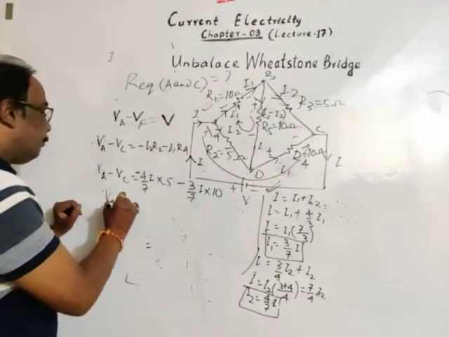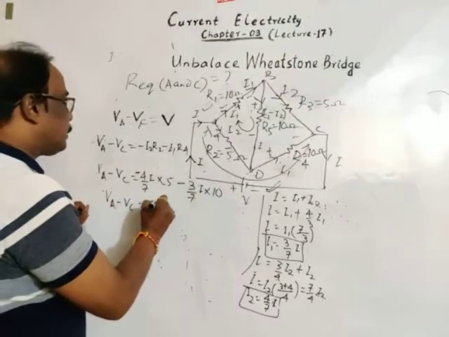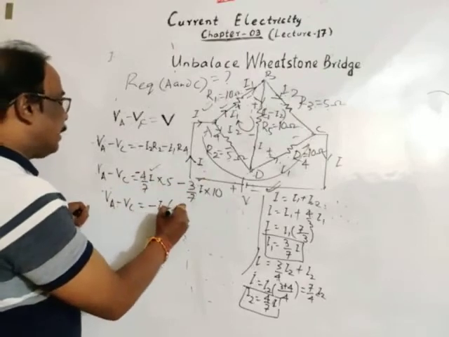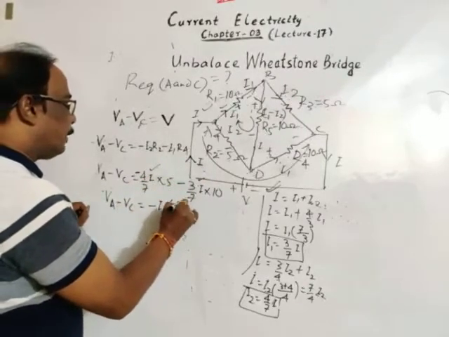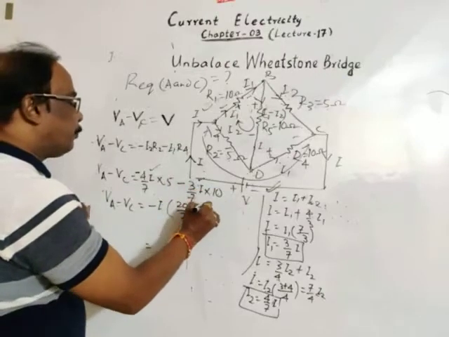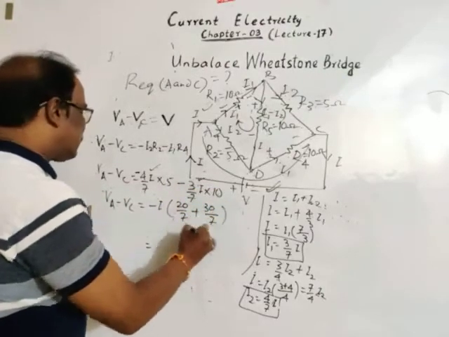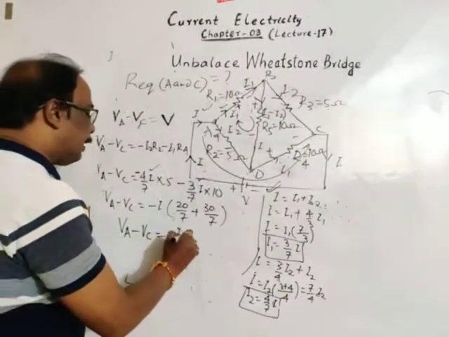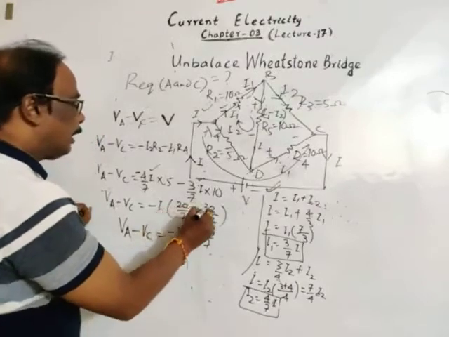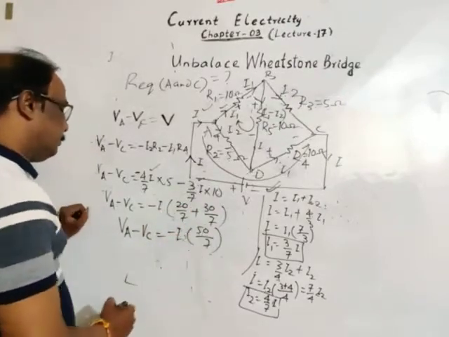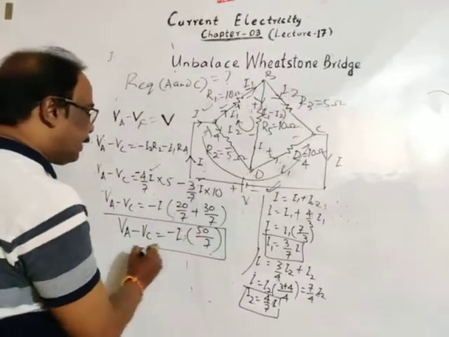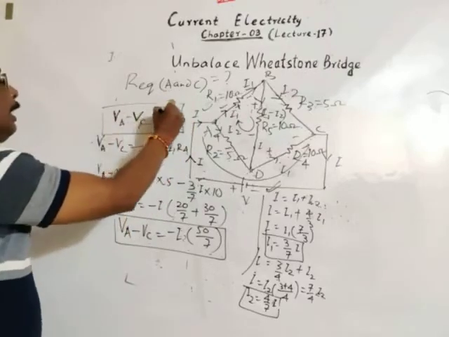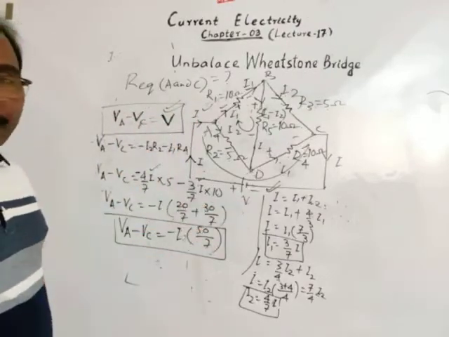Then VA minus VC is equal to minus I. Bring it common. Then inside bracket 4 into 5, 20 divided by 7, plus 10 into 3, 30 divided by 7. So total potential difference VA minus VC is minus I into, 30 plus 20, 50 by 7. Okay. So this is potential difference between A and C, that is V, whatever is given.